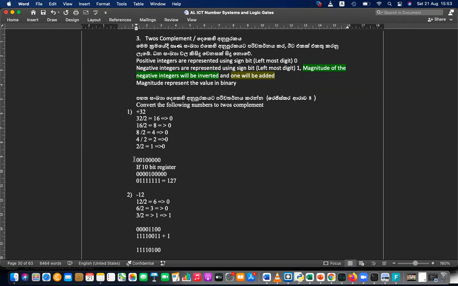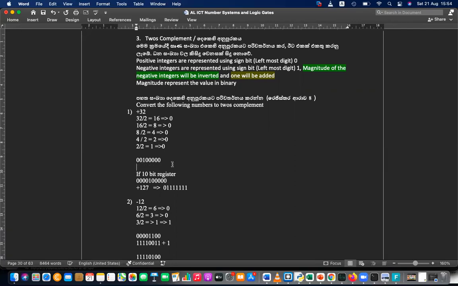This is how you represent plus 32. And if you have a 10-bit register, this is how you represent it. And so this is 127, right? You have a few examples, positive 127, and you can represent it similar to the other mechanisms.